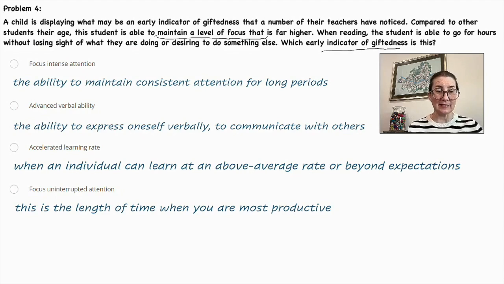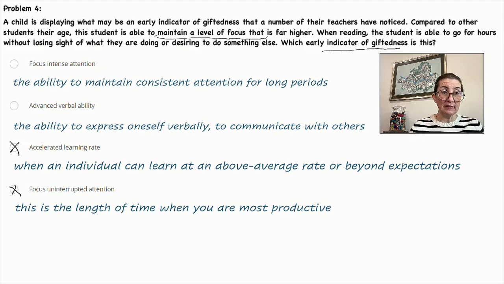From the bottom up, let's take a look. Focus uninterrupted attention. This is that length of time, that period of time in the day when you are most productive. So we can eliminate that. That's not relevant here. Accelerated learning rate. When an individual can learn at an above average rate or beyond expectations for their age. So this may be the case here, but that's not specific to their ability to maintain the level of focus. So we can eliminate that as well.